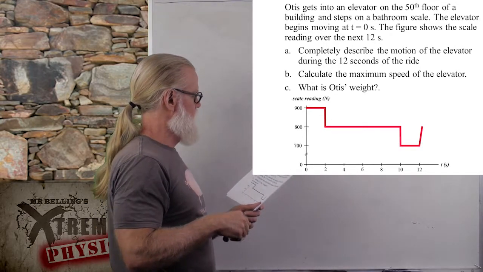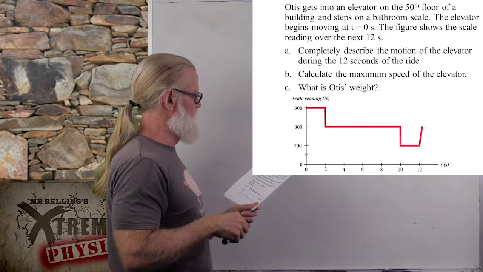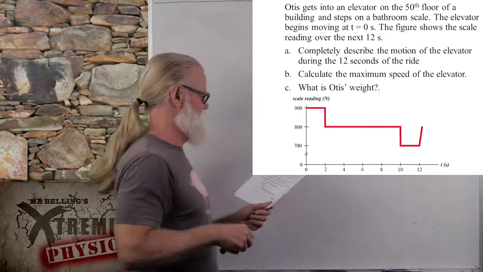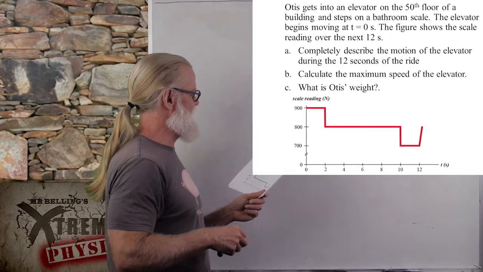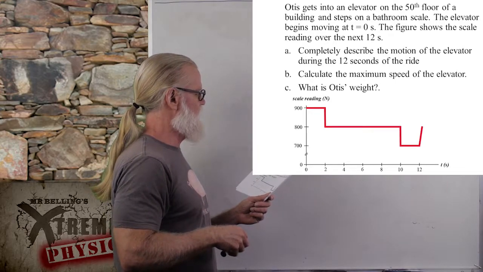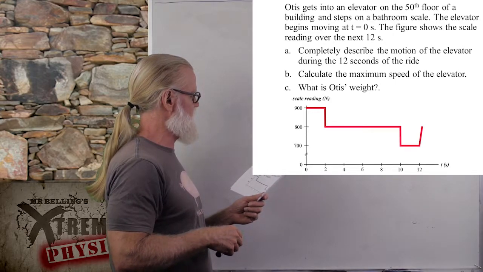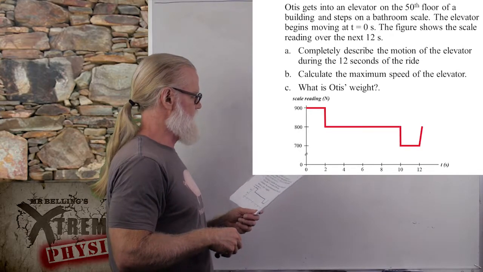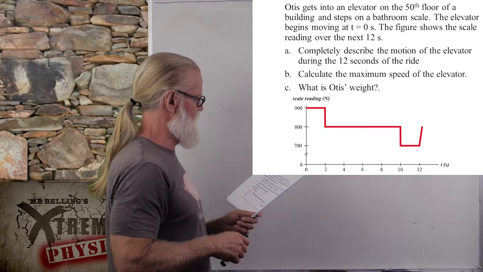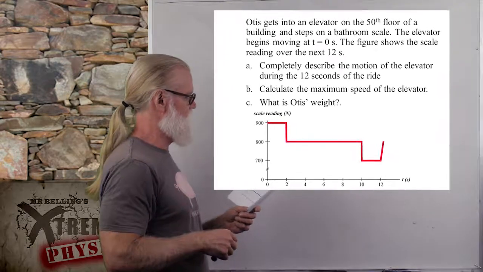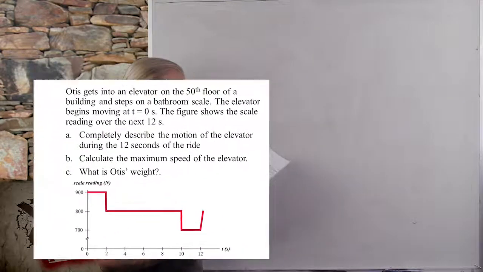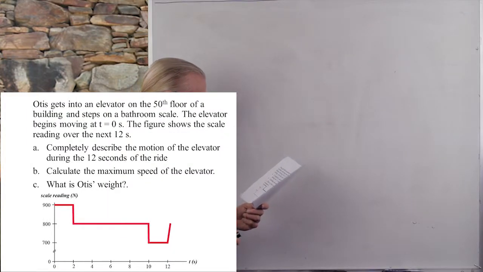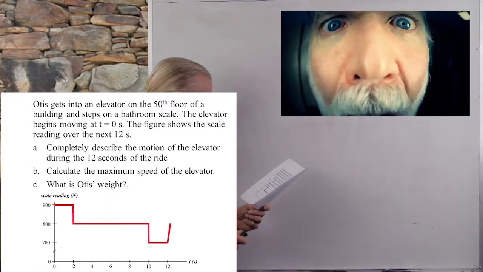And he steps on a bathroom scale. Oh, that's convenient. The elevator begins moving at t equals 0 seconds. The figure shows the scale reading over the next 12 seconds. All right, there it is. Completely describe the motion of the elevator during the 12 seconds of the ride. Calculate the maximum speed of the elevator. What is Otis's weight? Pause the video now.